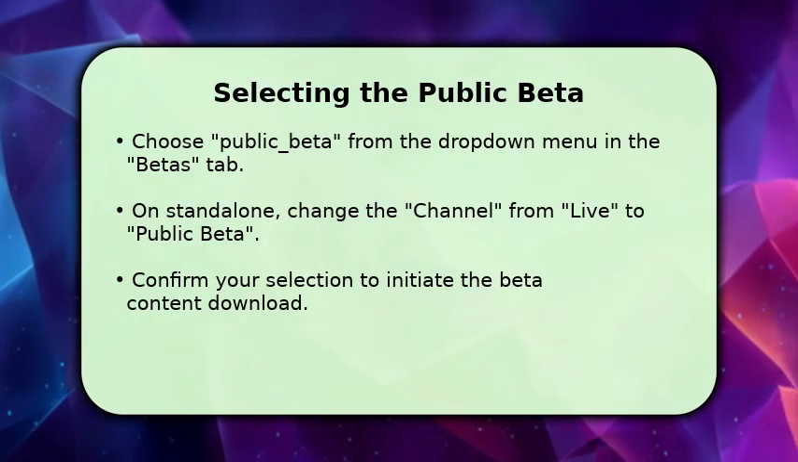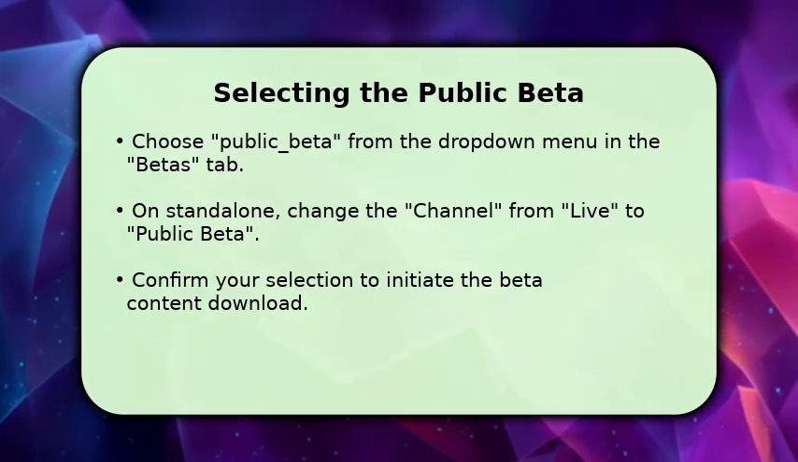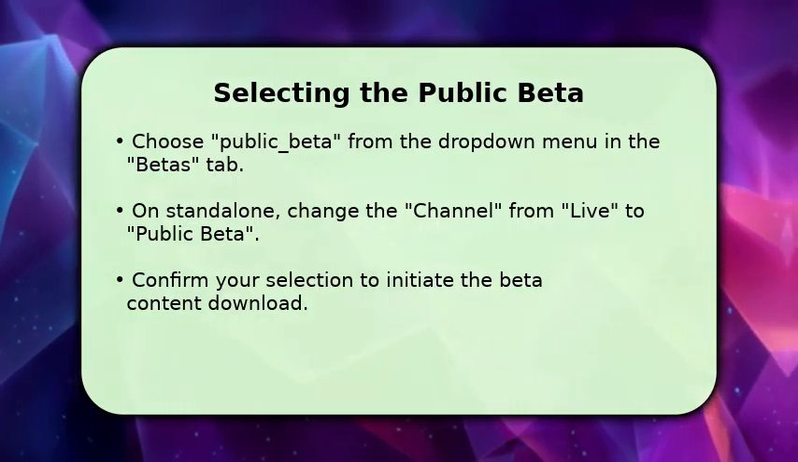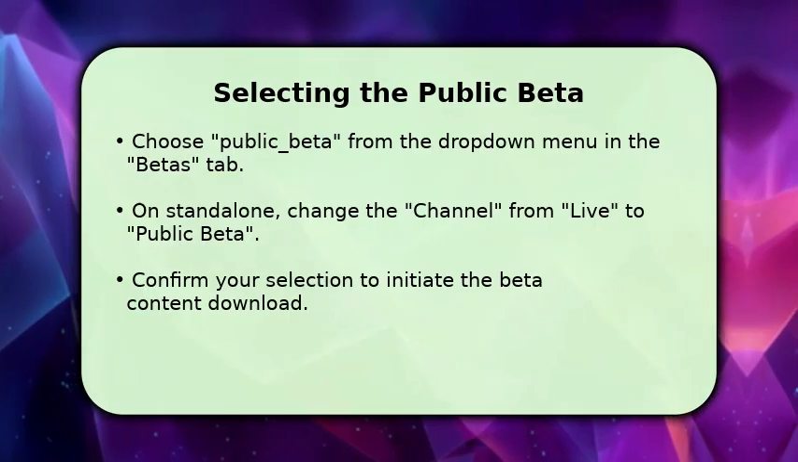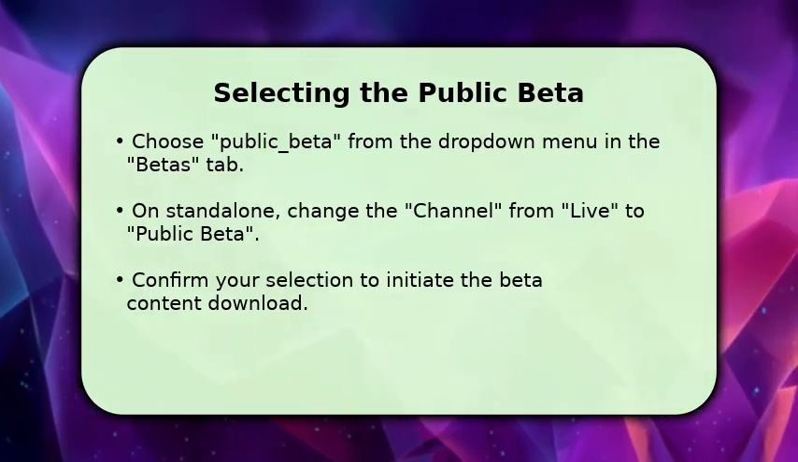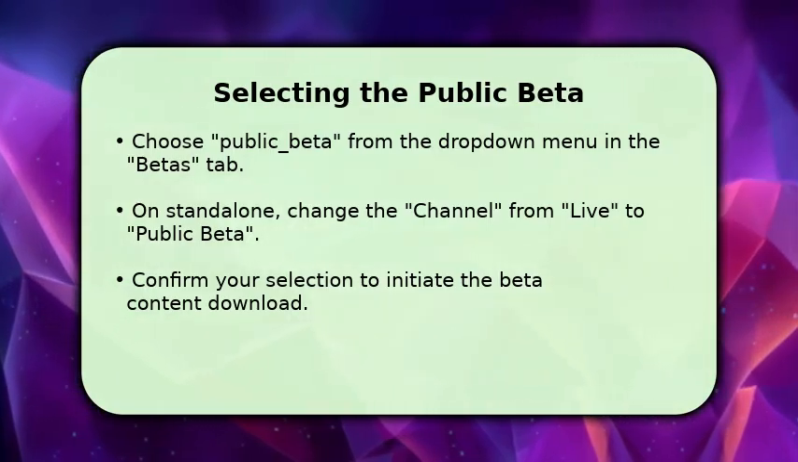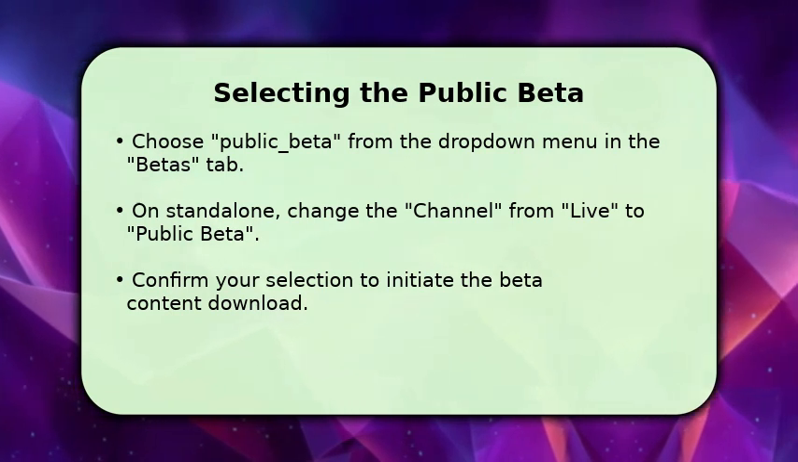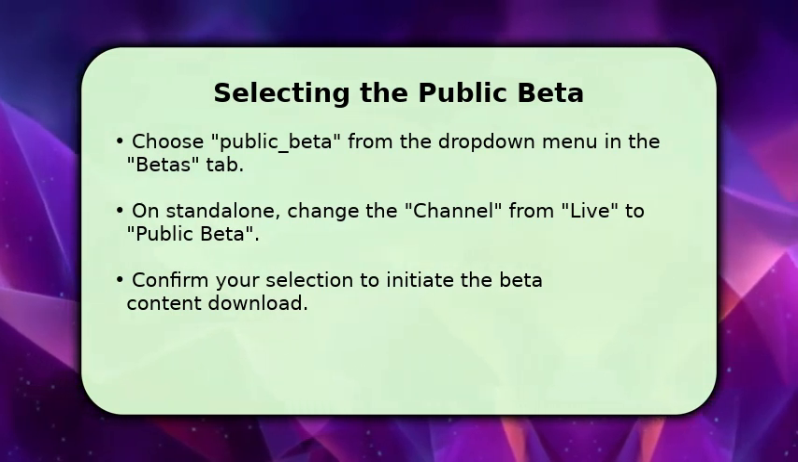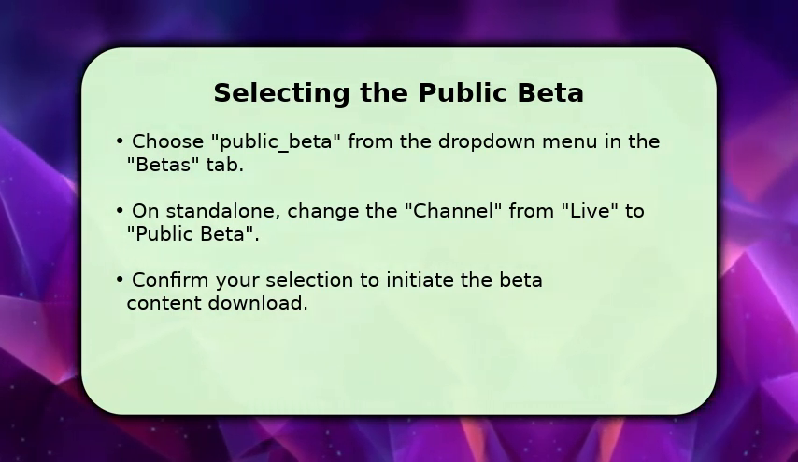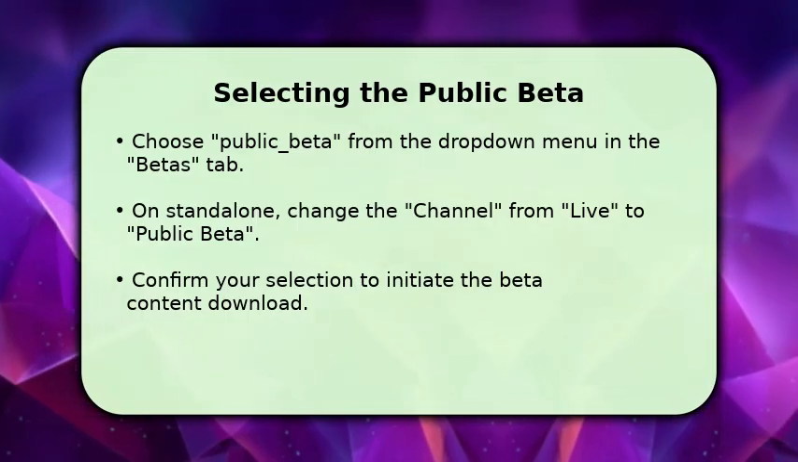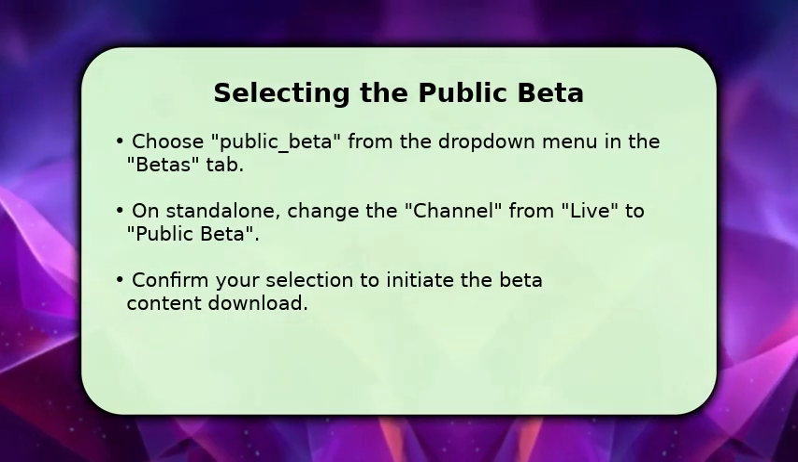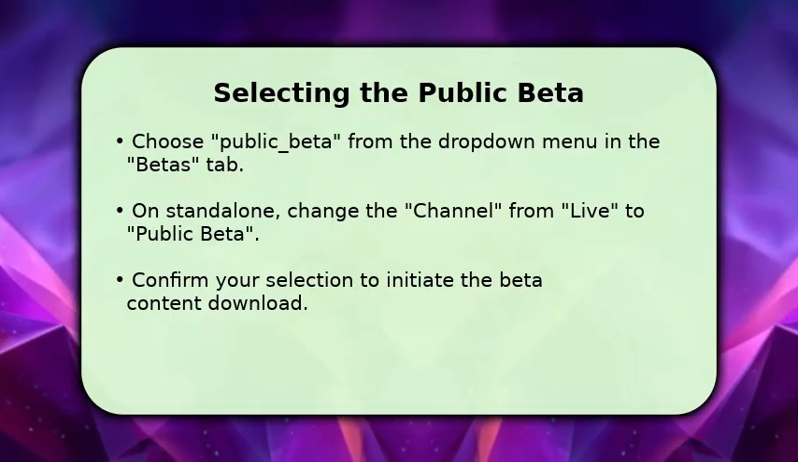Now, it's time to select the public beta. On PC VR, navigate to the Betas tab and choose Public Beta from the available drop-down menu. For standalone users, within the Version or Release Channel section, simply switch the option from Live to Public Beta. After making your selection, the game will automatically begin downloading the necessary beta files, typically a few hundred megabytes.